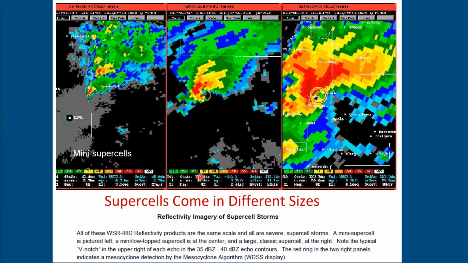So as we continue forward, I want to emphasize these supercells come in all different sizes, small, medium, and large in this example. The smallest of the small we refer to as mini supercells. And, as you might imagine, these can be very difficult to warn for because, as I said, the radar doesn't resolve small features very well, especially at greater distances.